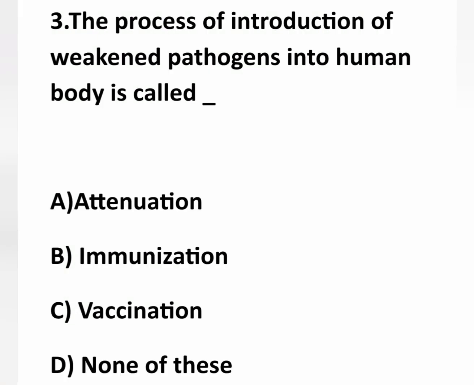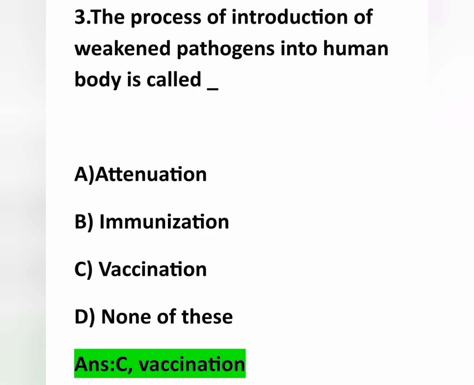The next question, the process of introduction of weakened pathogens into the human body is called. Options are: option A attenuation, option B immunization, option C vaccination, option D none of these. The process of introduction of weak antigen into the body, so that the body produces antibodies, is known as vaccination. Option C is the correct answer.